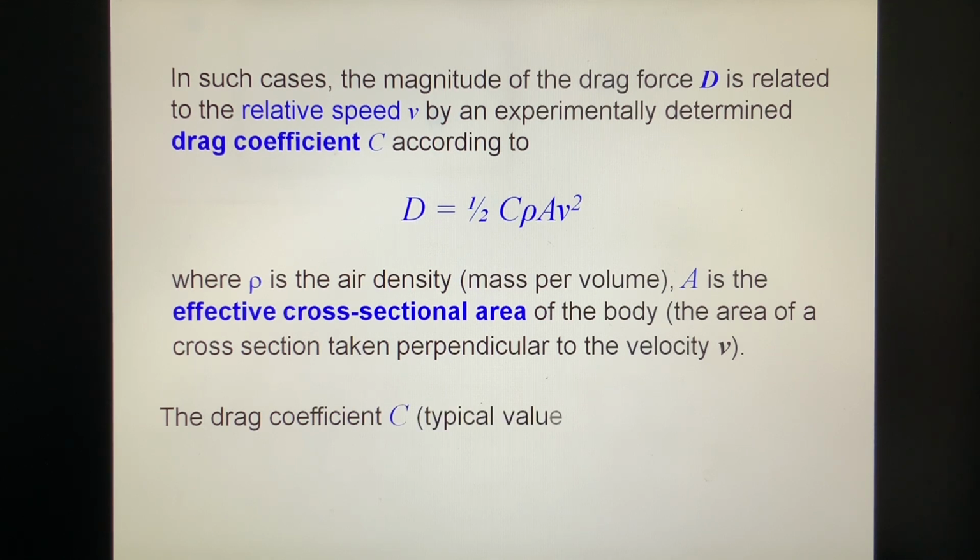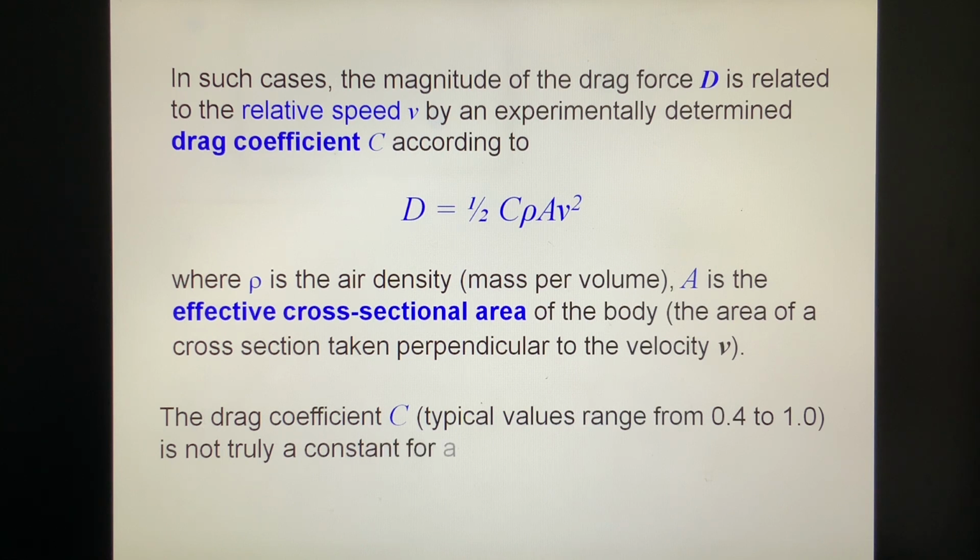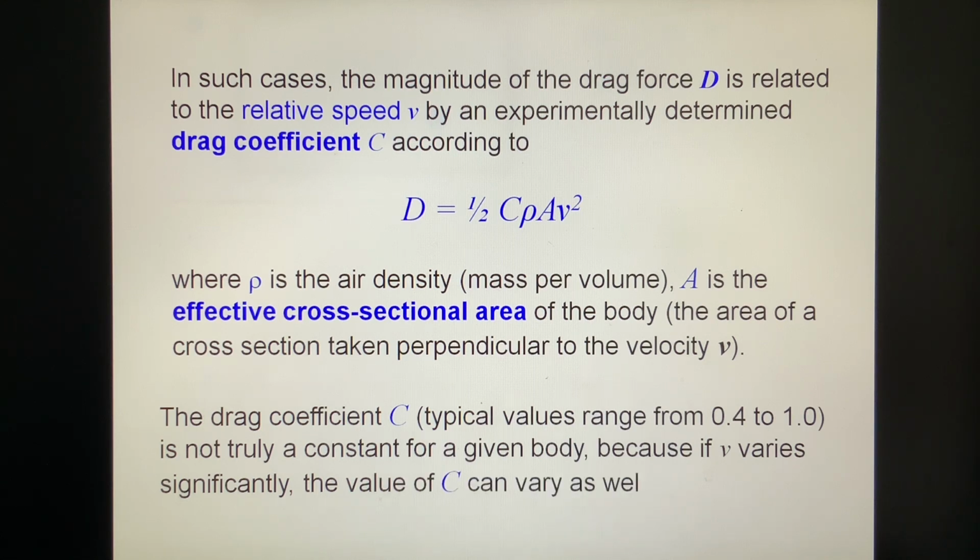The drag coefficient C, with typical values ranging from 0.4 to 1.0, is not truly a constant for a given body, because if v varies significantly, the value of C can vary as well. Here we ignore such complications.